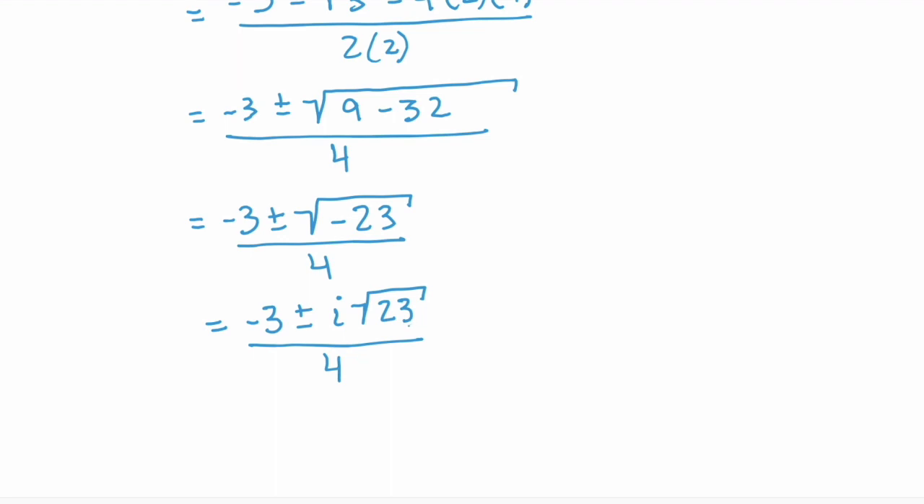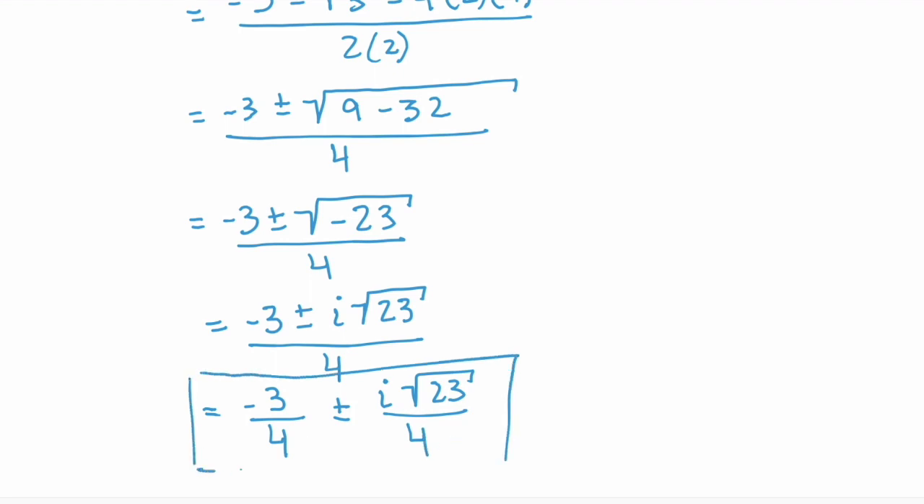Remember, we need to have our complex solution in standard form, a plus bi. So we need to pull apart the real number component and the imaginary component. So remember, you really have two fractions here. You have the negative 3 over 4 plus or minus that imaginary component, i times the square root of 23 over 4. And this is the true final answer because it's in standard form for a complex number, a plus bi.